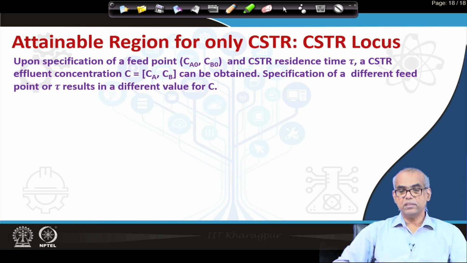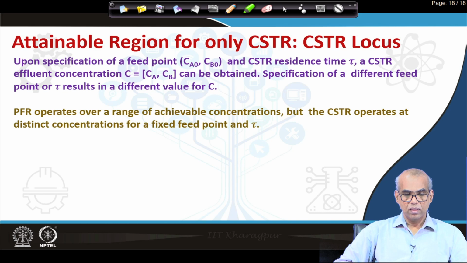Note that the concentration vector is a vector with two components CA and CB. Plug flow reactor operates over a range of achievable concentrations, but the CSTR operates at distinct concentrations for a fixed feed point and tau. So, there is a difference between the plug flow reactor trajectories and the CSTR trajectories. The CSTR operates at distinct concentrations for a given feed point and tau.